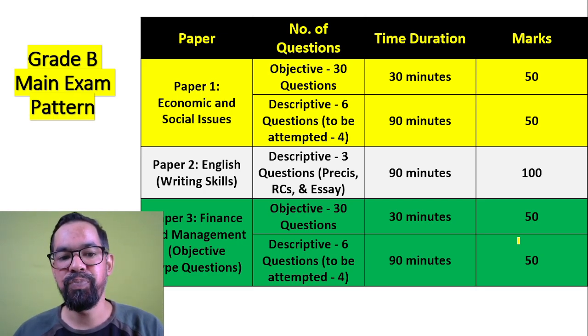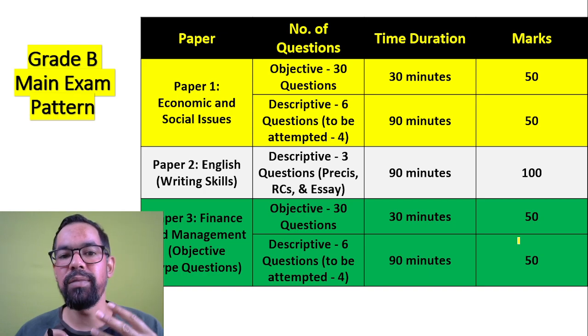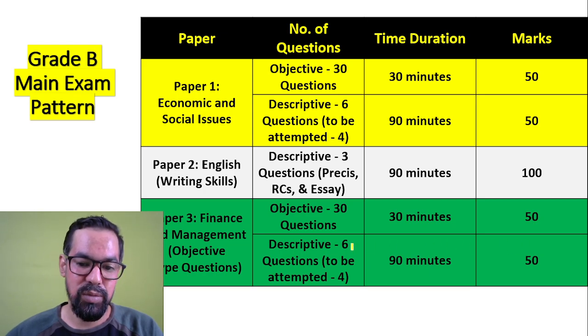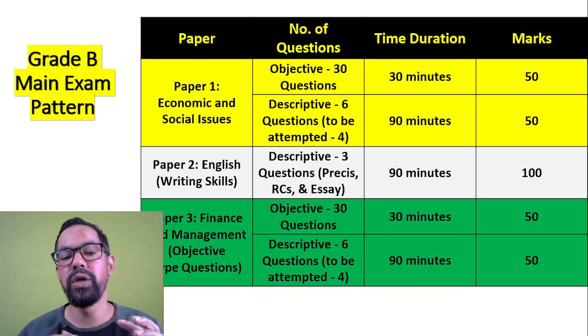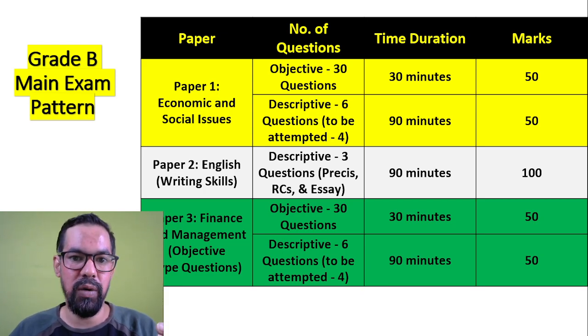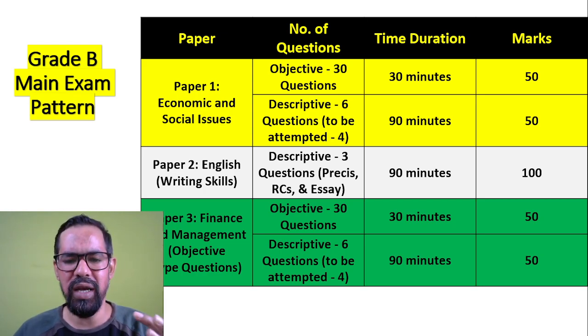So as you can see, if you talk about the mains examination, or the Phase 2 examination, you have three subjects. Paper 1 is ESI, that is economic and social issues. The second one is English, that is descriptive writing and all, and the third one is finance and management. So in this particular video we are basically going to talk about finance and management. I'll come with videos for the English as well as ESI segments, on how to cover them.